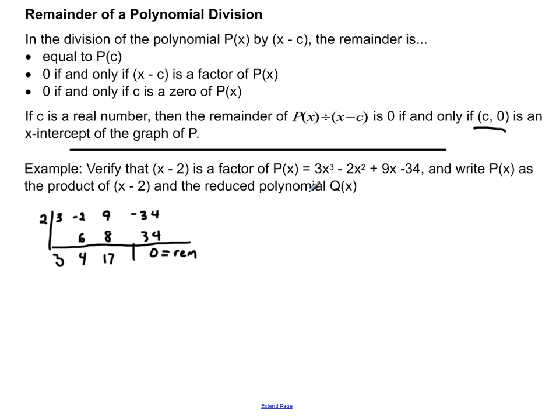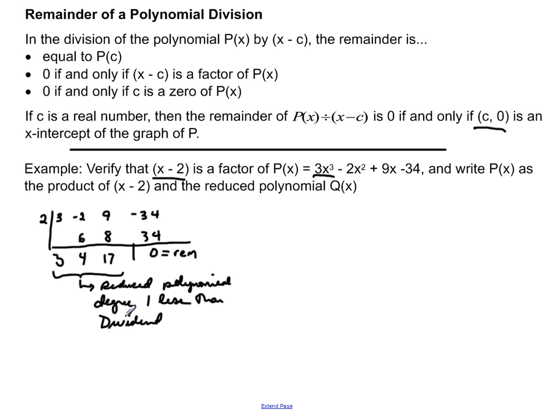Well, what we've just done is we've taken a third-degree polynomial, divided it by a first-degree factor that's going to give us a second-degree polynomial. In other words, every time we do synthetic division, the reduced polynomial, which we call our quotient, q of x, always has a degree of 1 less than the dividend, which is that polynomial p of x.